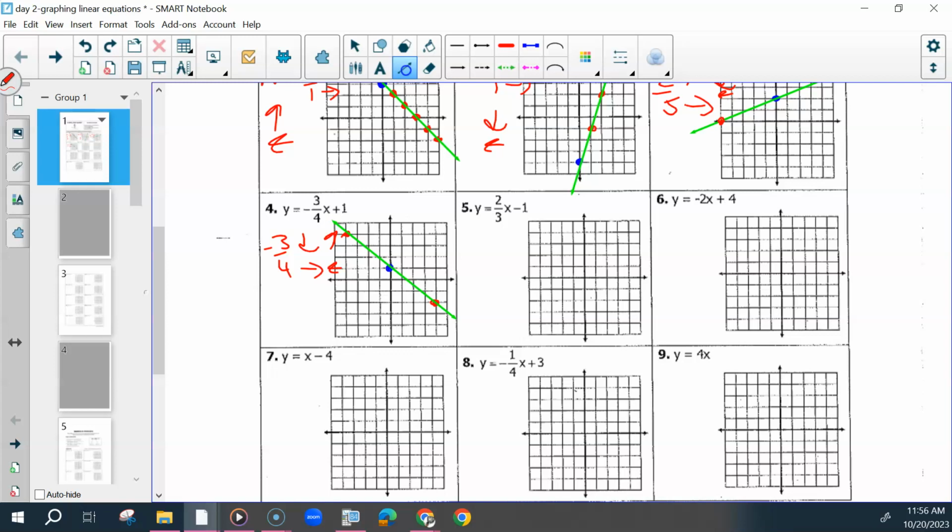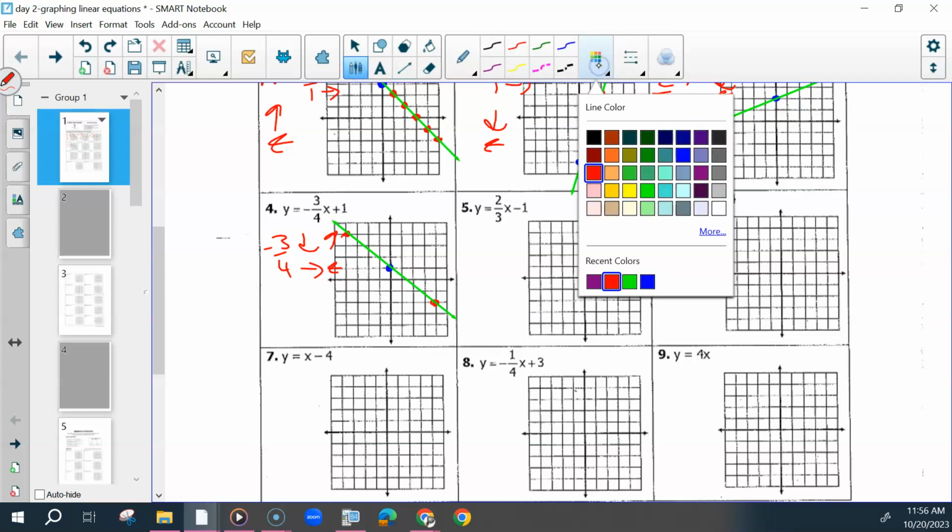Do we have any other questions in numbers 5 through 9 that we want to go over? No. Okay, so number 9, what's the y-intercept? 1. -1. 0. It's the origin. Keep that in mind. The y-intercept for number 9 is 0.